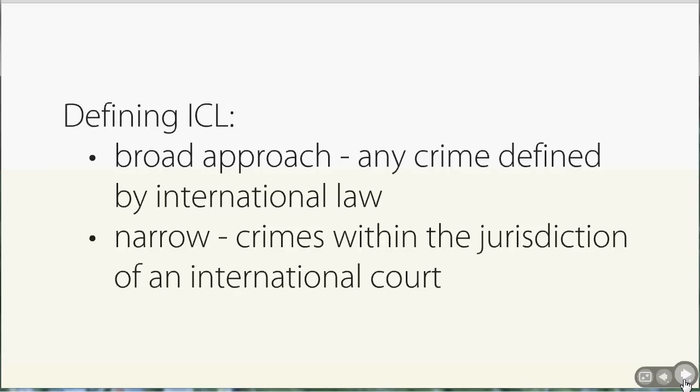A narrower definition would focus on the idea that it covers crimes within the jurisdiction of an international court. Even then, that's not perhaps very theoretically sound, it's just descriptive. We're just saying, well, these are the crimes that historically have been prosecuted before international tribunals.